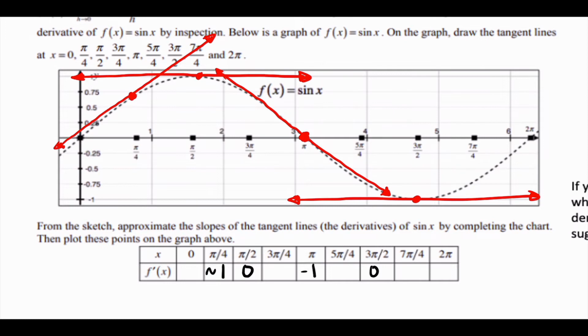Let's see. What about over here? 2 pi, the very end. That slope kind of looks like 1. So it's approximately 1. Wavy line means approximately.